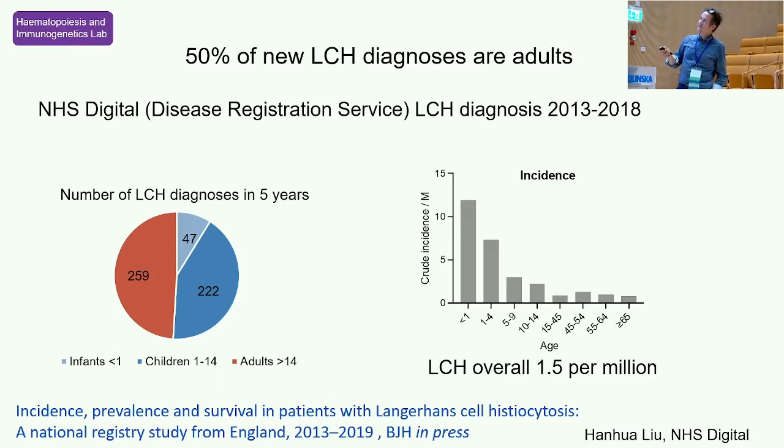So you can see the incidence per million is 10 times higher in the neonates, and these are the ones getting risk organ positive multi-system LCH. But there's this very long tail. Some of these age groups are quite large. But LCH continues to be diagnosed in younger and older adults. The overall incidence is about 1.5 per million. So finally, some good incidence data in adults.